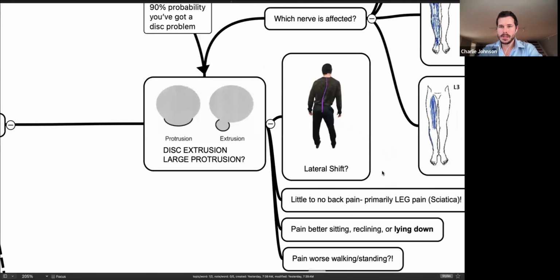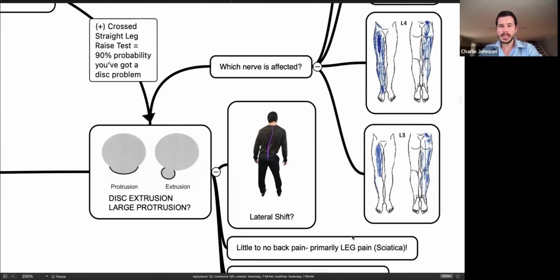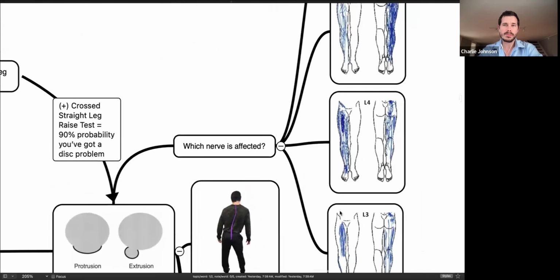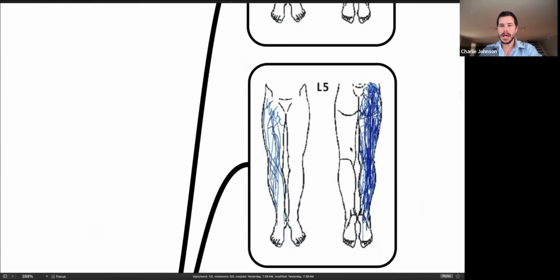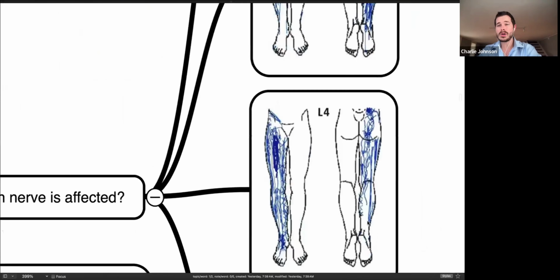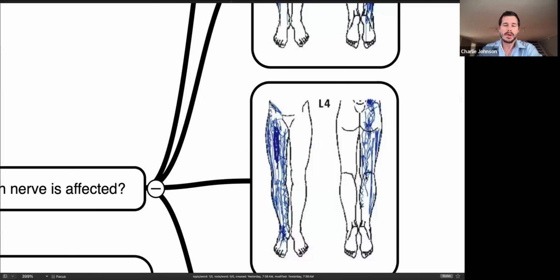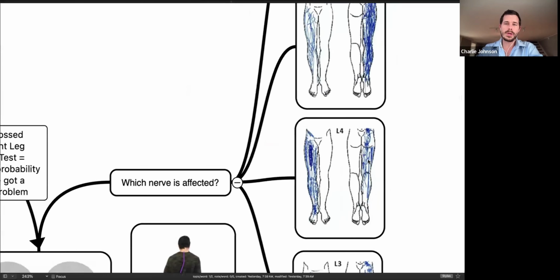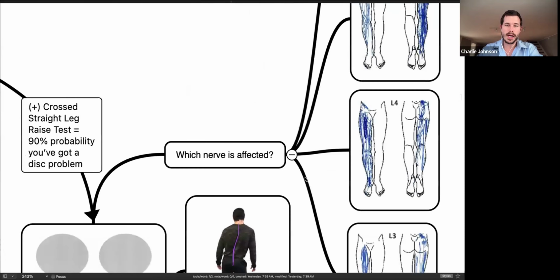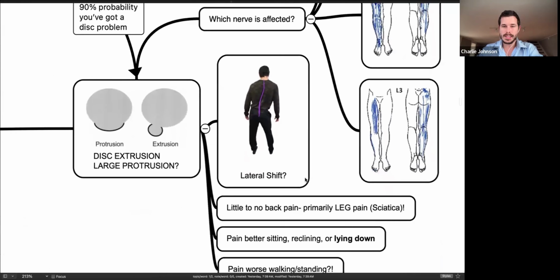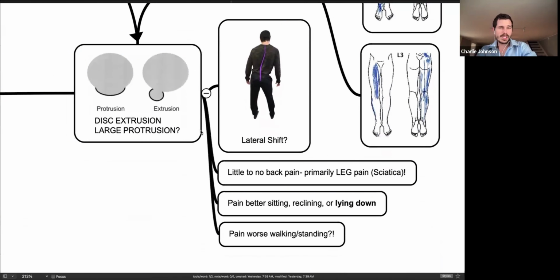So shifted, little to no back pain, primarily leg pain. As far as where his symptoms are going down the back of the leg, you can see here. Probably either an S1 problem or an L5 problem. L4 can cause some symptoms down the back of the leg, but based off what he's telling us and what we know probability-wise, these are the two most commonly affected nerves in the spine, and it's probably due to a disc issue. Now, the reason it's difficult to say is an extrusion, large protrusion, something we call a sequestration.